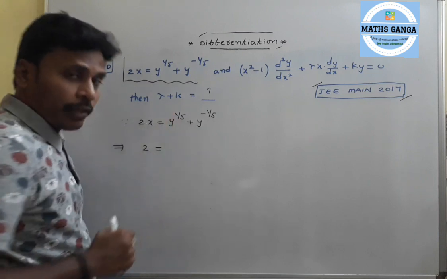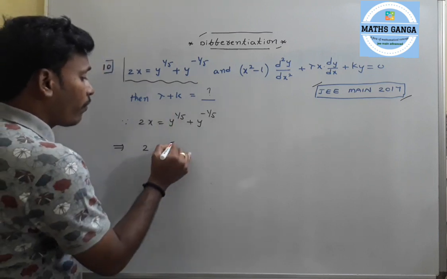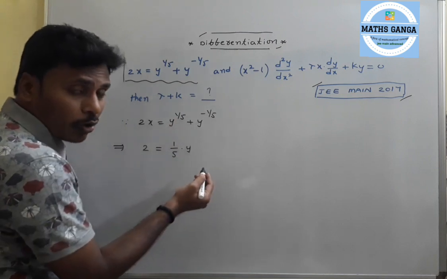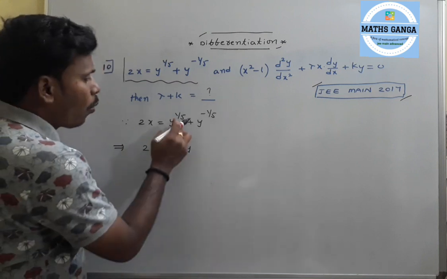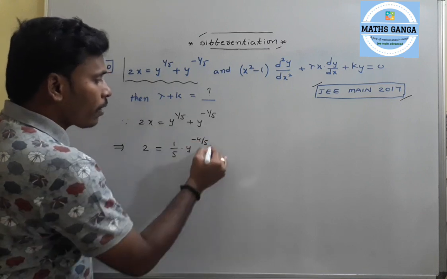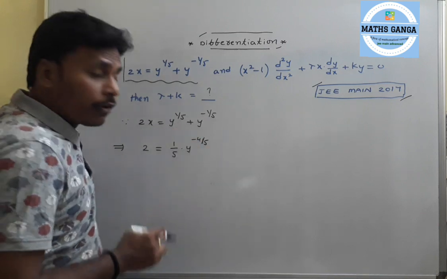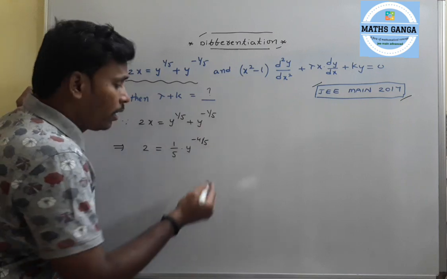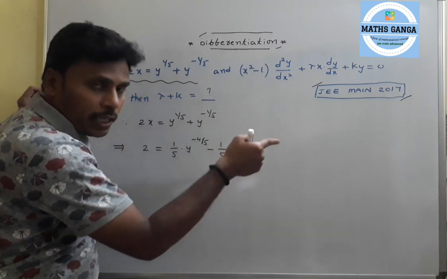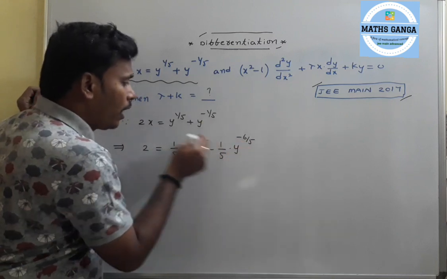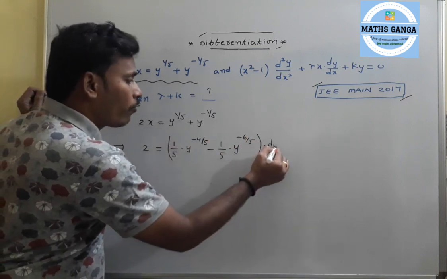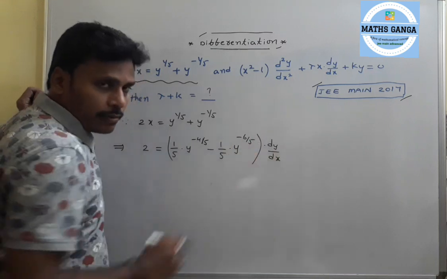Coming to y power 1 by 5, what is the derivative? For y power 1 by 5 the derivative is 1 by 5 into y power 1 by 5 minus 1, just like n into x power n minus 1. 1 by 5 minus 1 is minus 4 by 5. This is the derivative for y power 1 by 5. Coming to y power minus 1 by 5, the derivative is minus 1 by 5 into y power minus 1 by 5 minus 1, which becomes minus 6 by 5. Derivative for the first part, derivative for the second part, and all together with the derivative of y with respect to x.